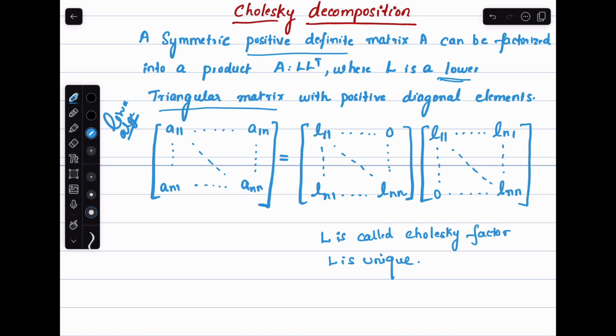The formula for the Cholesky decomposition is A = L into L transpose, where A is the original positive definite matrix, L is a lower triangular matrix, and L transpose is the transpose of L. If I have to write it pictorially in matrix form, the A matrix will look something like this, and the L and L transpose matrices, where L is called the Cholesky factor and L is always unique. Please remember this.